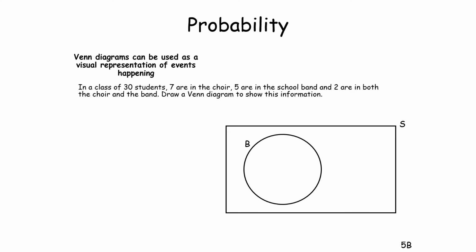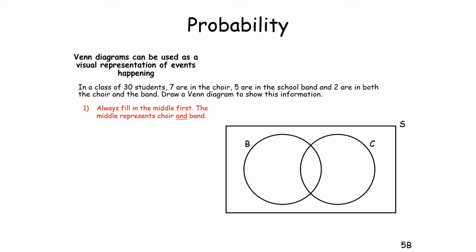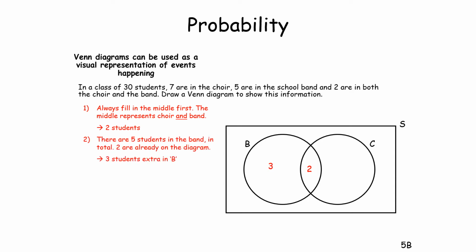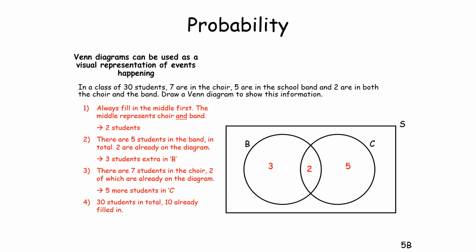Okay, so your Venn diagram will look something like this. B for band, C for choir. We always start off with the intersection. It's always an easy option to start off with. There's 2 people, and then there were 5 students in the band, but 2 are in the choir, so we put 3 there, 3 plus 2 gives us 5. 7 people in choir, but we've got 2 there, so we need to put another 5. And we're told there are 30 students in total. So for 30 students, there must be 20 that are not in the band or in the choir.